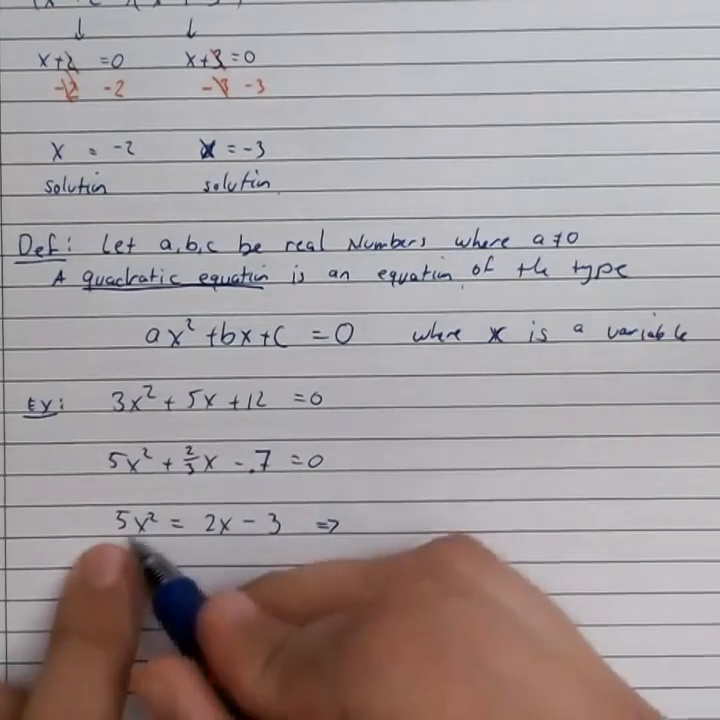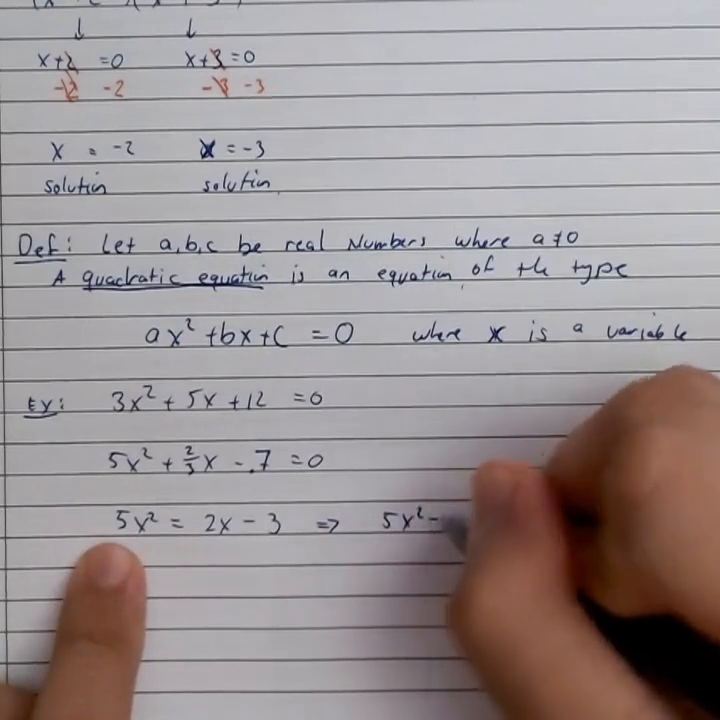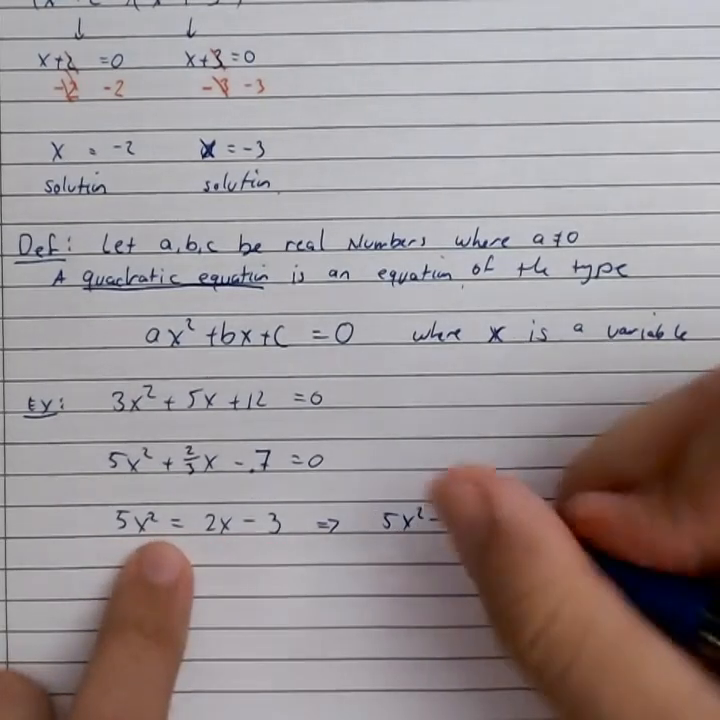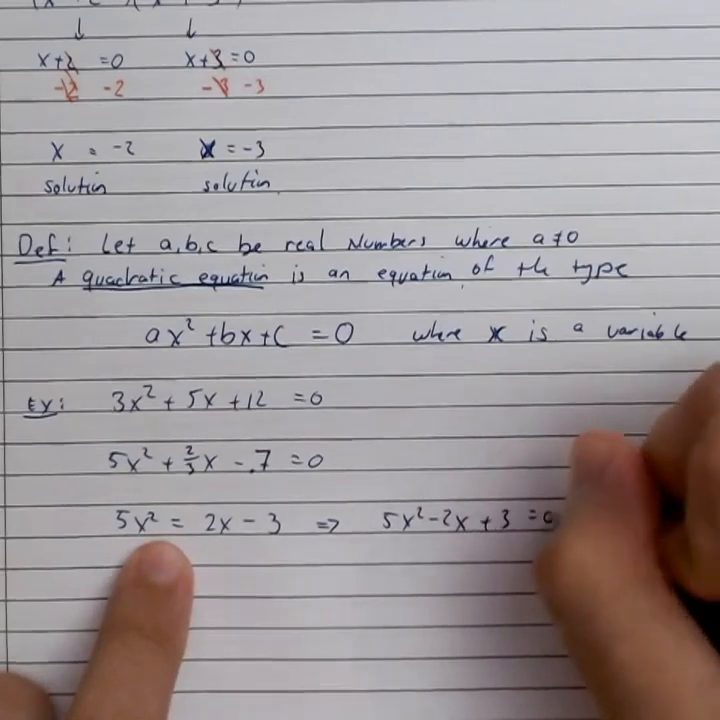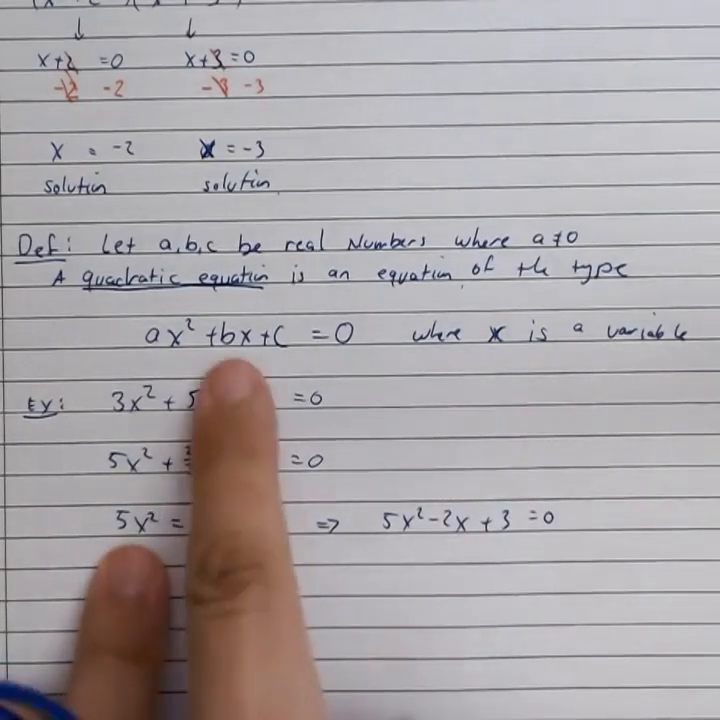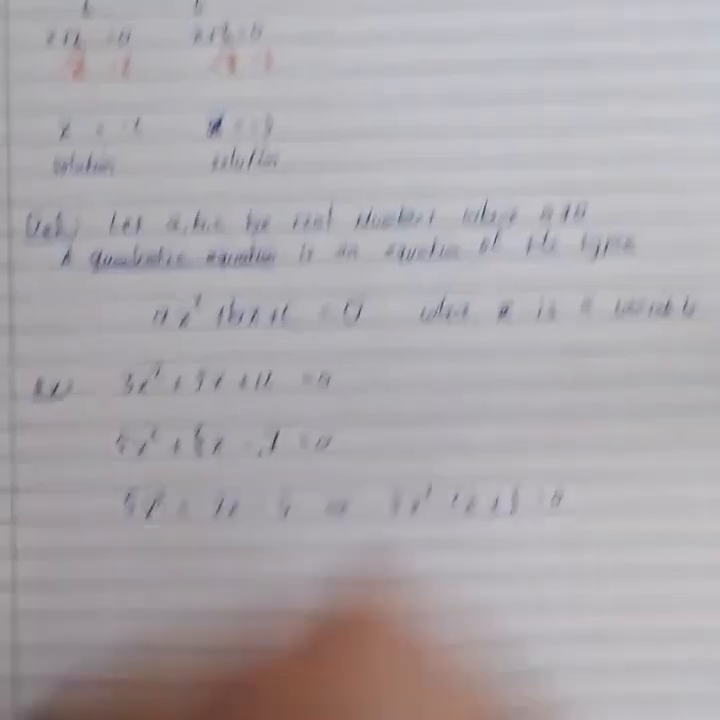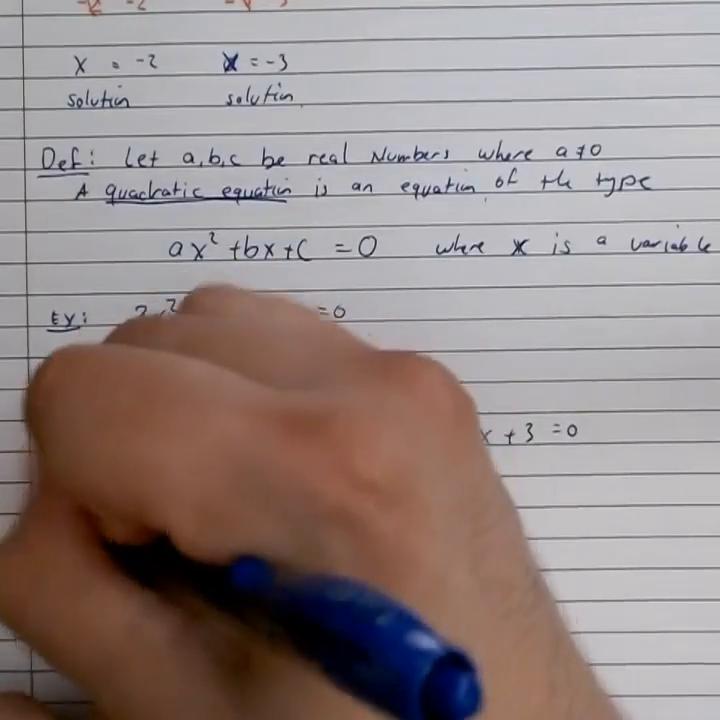Let's subtract the 2x over, 5x squared minus 2x, and let's add the 3 to both sides. So plus 3 is equal to 0. So even though it doesn't start off that way, it can be written that way. The other thing we want to define, let's make sure we understand what the word solve means.